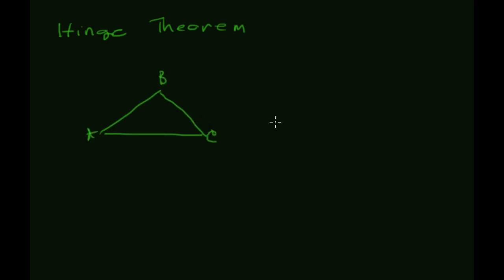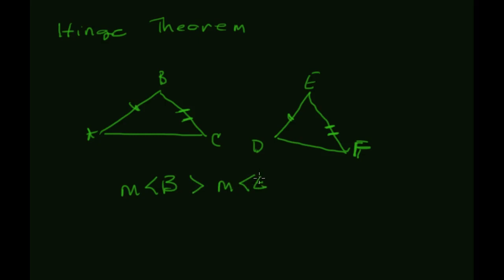the hinge theorem. Essentially, if I have one triangle, we'll call this one ABC, and I have a second triangle, let's make this more clear, call this one DEF, and AB is congruent to DE, and BC is congruent to EF, and the measure of angle B is bigger than the measure of angle E, then this is going to imply that AC is also going to be bigger than DF.